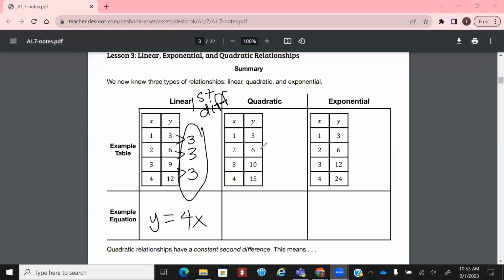So with quadratics, what's 6 minus 3? 10 minus 6? 4. 15 minus 10? 4. So these aren't the same. So then if I subtract them again, what's 4 minus 3? 5 minus 4? Notice how these are the same. So the second difference is the same. An example of this would be something like y equals 4x to the second power.